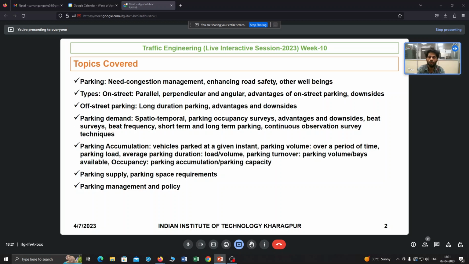Also, by properly imposing parking pricing, you can plan to reduce congestion levels, especially in the CBD areas of a city during peak hours, so that those centers can operate in a sustainable manner. So there is a need that we should focus on the parking aspect.